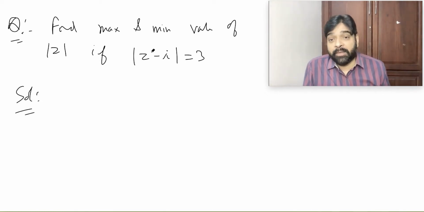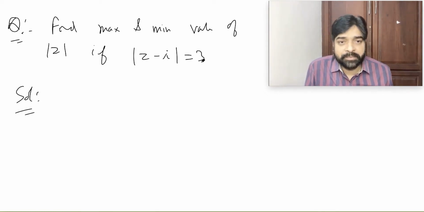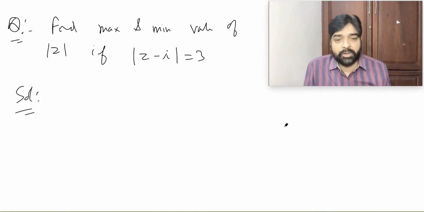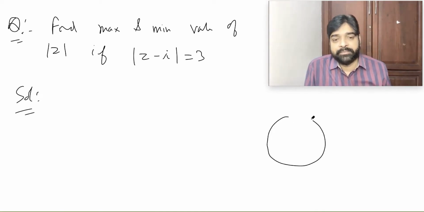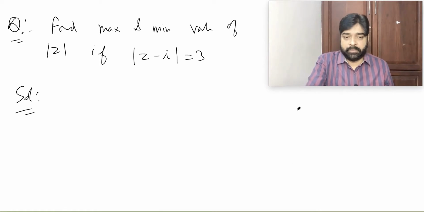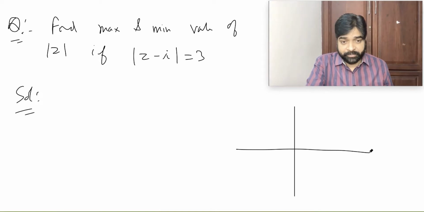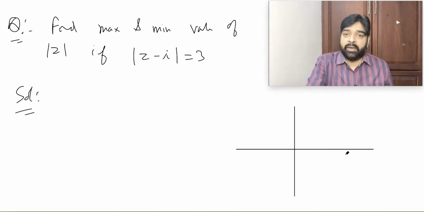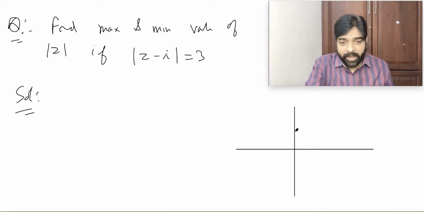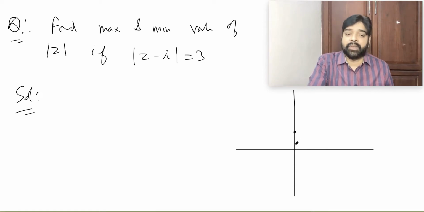Think, mod of Z minus i equal to 3. Do you know what this is? Is Z variable or not? Yes, variable. Can you locate the Z path? Yes. Z minus i equal to 3 represents a circle with center i. Where is i? i is here. And radius 3. Something like this.